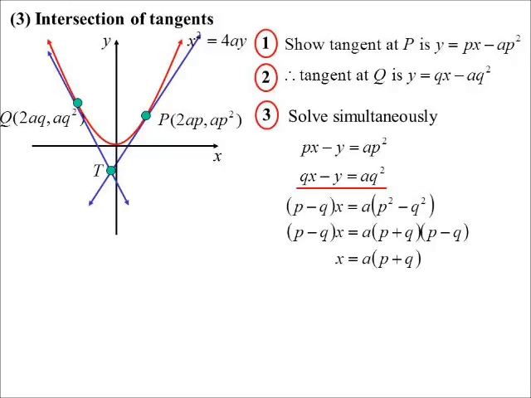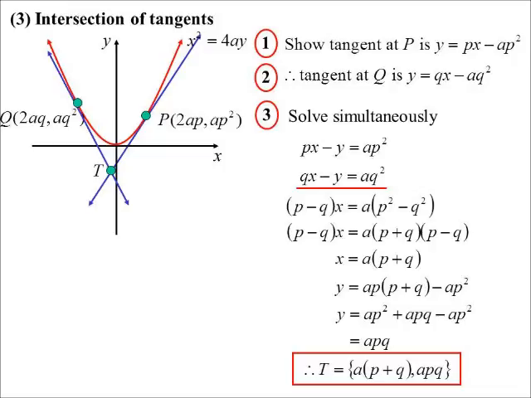So the x value is a(p plus q). Substitute back in, and we end up getting for y, apq. So there's our point. The x value is a, and we add the parameters together, and the y value is a, multiply the two parameters together.